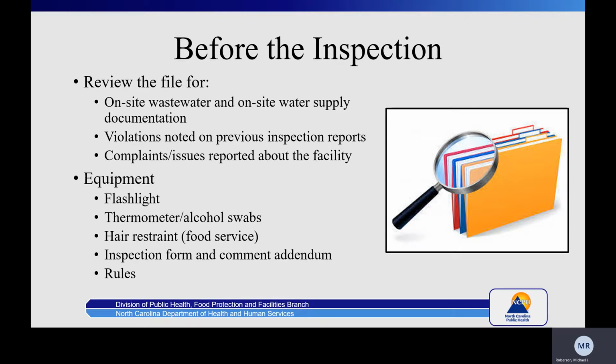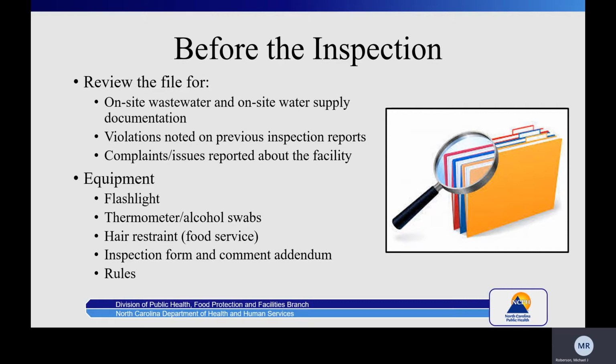We also need to look at violations noted on previous inspection reports. What did the inspector find before? What did you find before if you inspected the facility the year before? We need to look and see if we're going to make sure we follow up on items that we found in the last inspection. Are we going to have repeat violations and things like that?